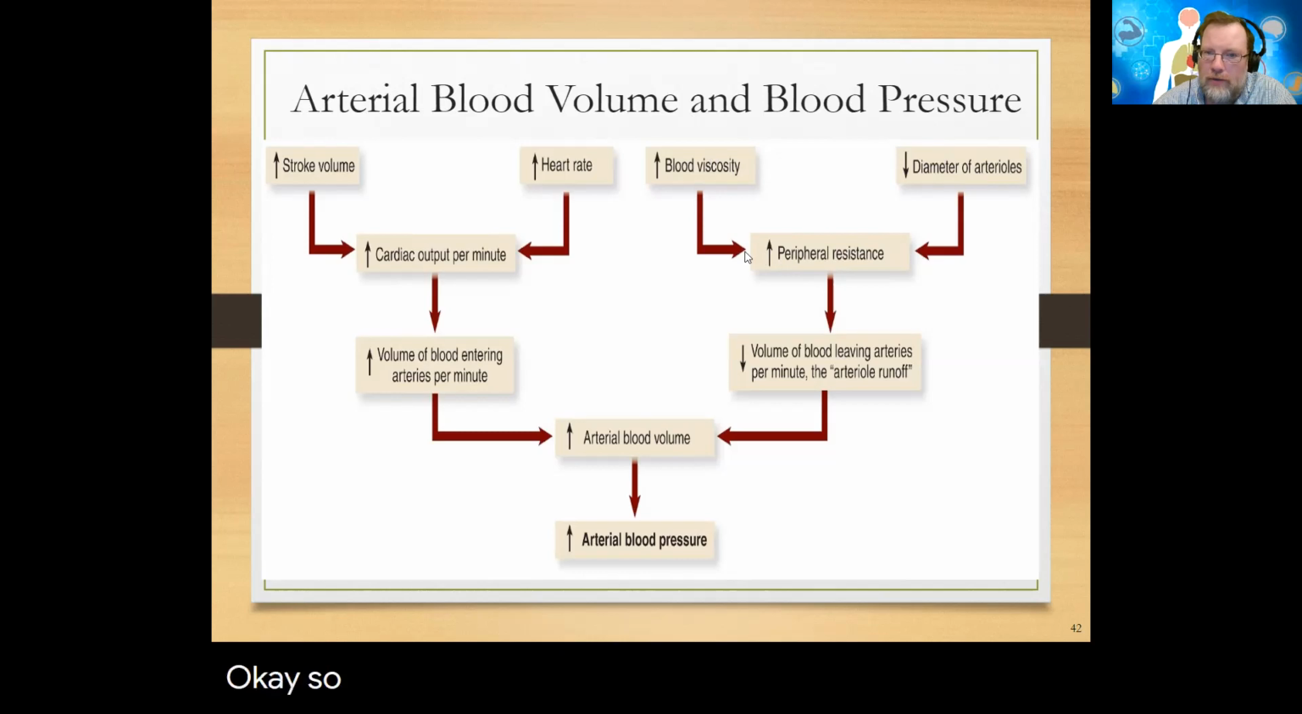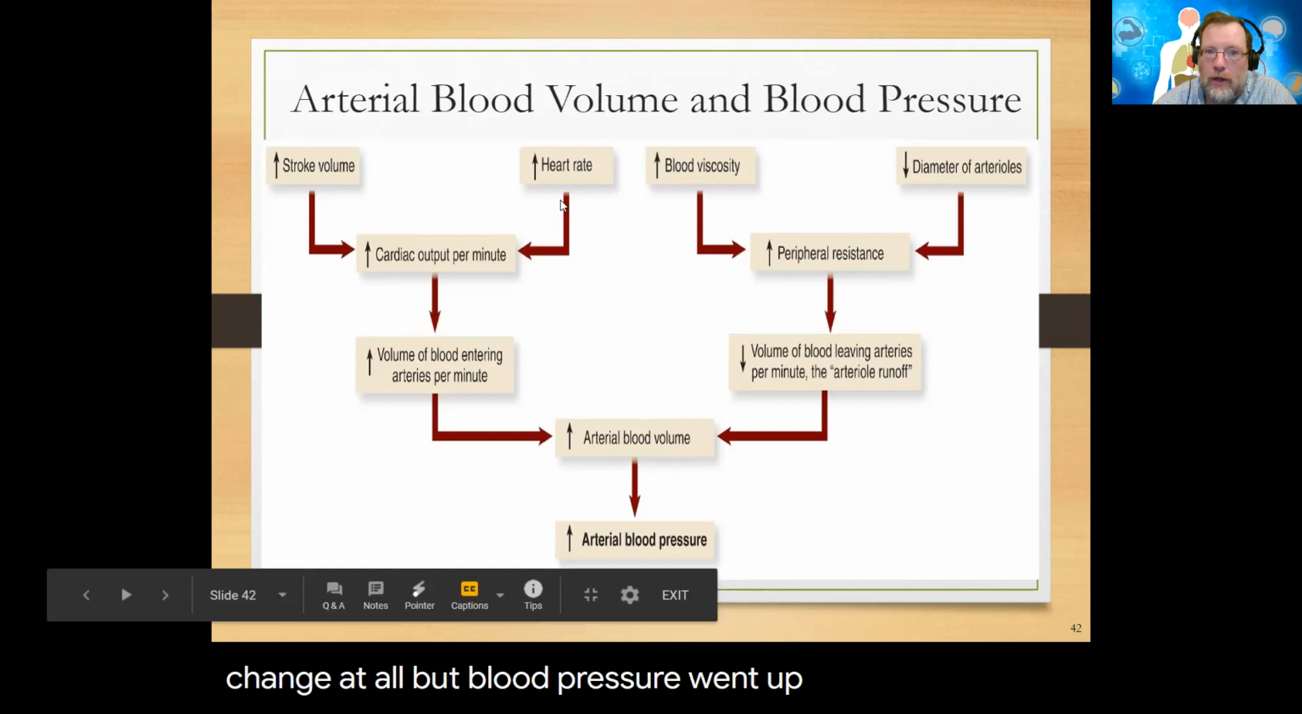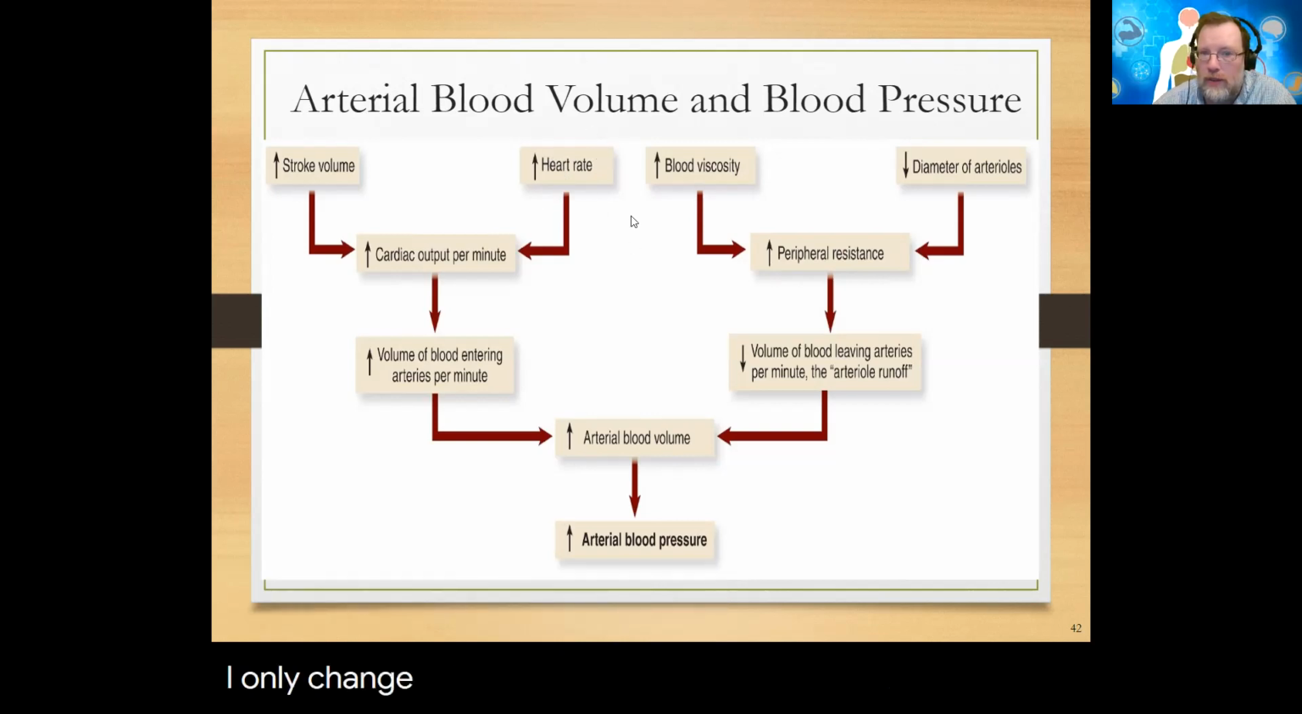So we're going to leave resistance at a 1. And we're going to leave stroke volume at 70, and heart rate normally at 70. So we'll say 4,900 when we multiply these. Now, if I increase heart rate to 100, remember, 70 times 100, that's 7,000 now. Resistance didn't change at all, but blood pressure went up. My point is, I only have to change one of these.